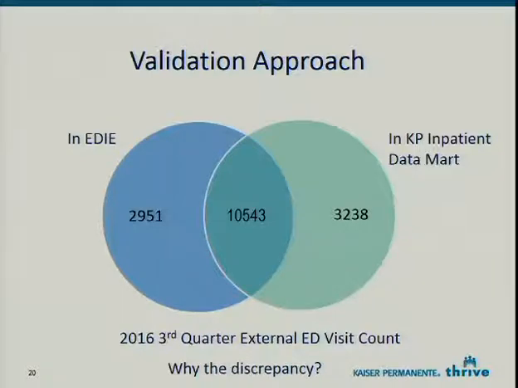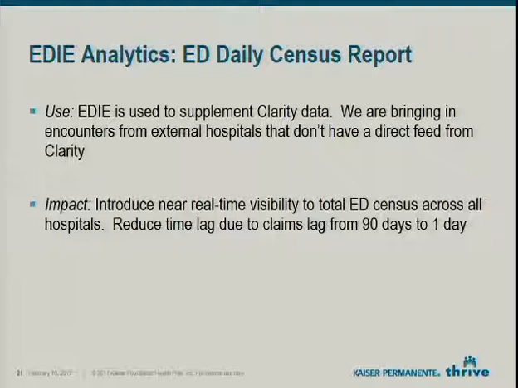So we spent about a quarter learning the data, profiling the data, and figuring out how we could use it. And then we came up with a couple of core uses. The first was an ED daily census report. Like I said earlier, historically, to get a fully accurate ED count, it took about 90 days because we had to wait for the full claims run-out to occur. With EDIE, we have a day-after data file. Actually, we're capturing 2 data files, a day after and then 1 week after, because our theory is that some hospitals might have interface lags and whatnot.